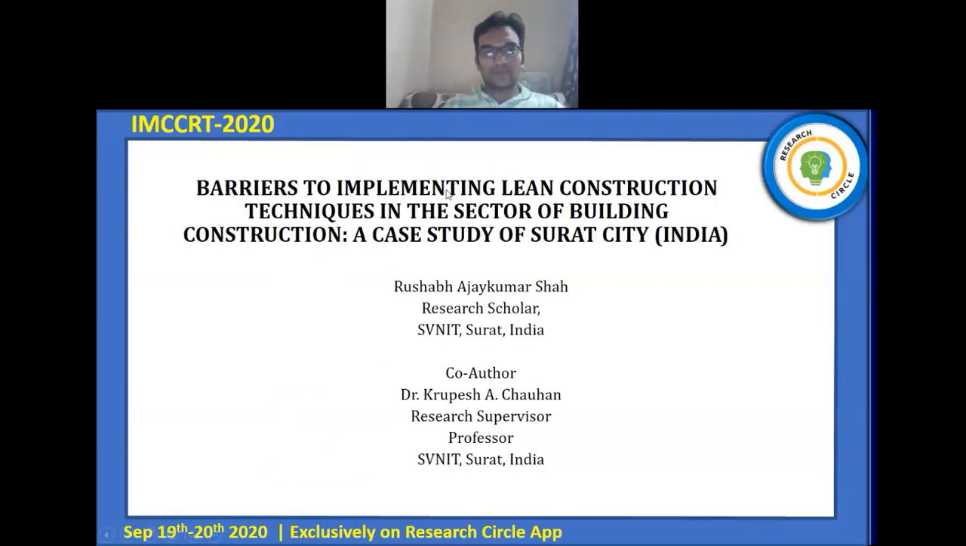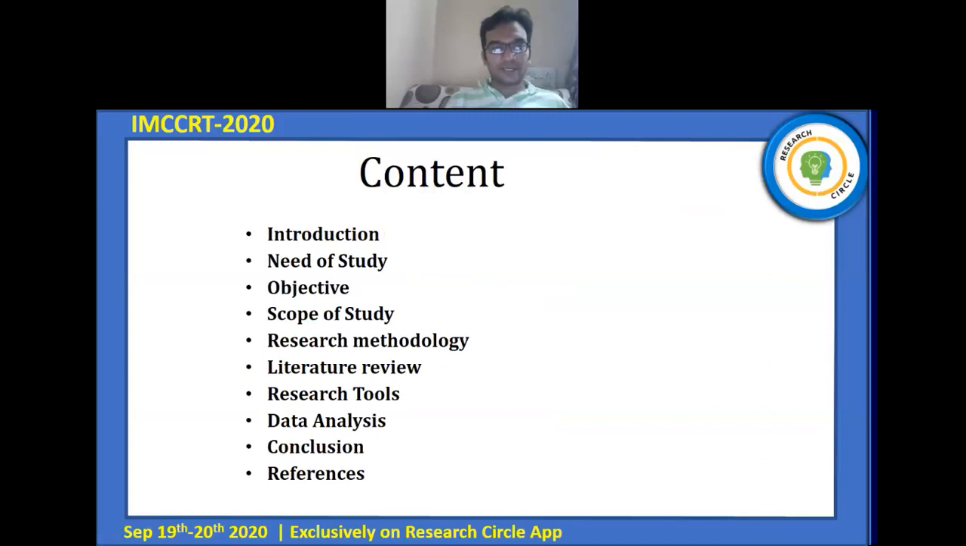on the topic barriers to implementing lean construction techniques in the sector of building construction, a case study of Surat city. With my co-author named Dr. Krupesh Chauhan. He is my research supervisor. He is a professor in SVNIT Surat, Gujarat, India. These are my contents, starting from introduction, need of study, objective, scope of study, methodology up to the references.